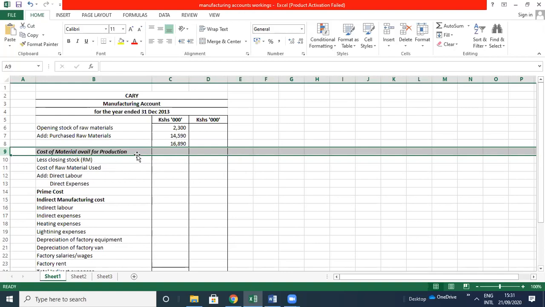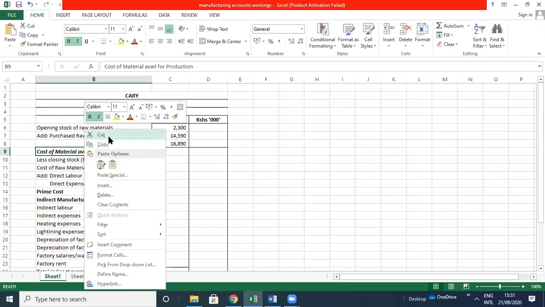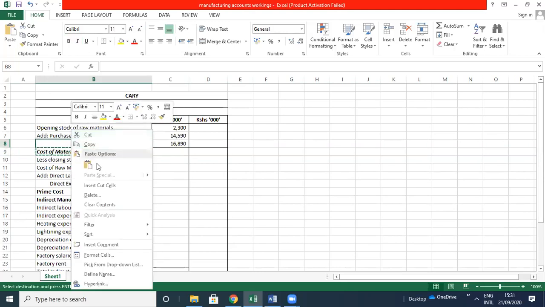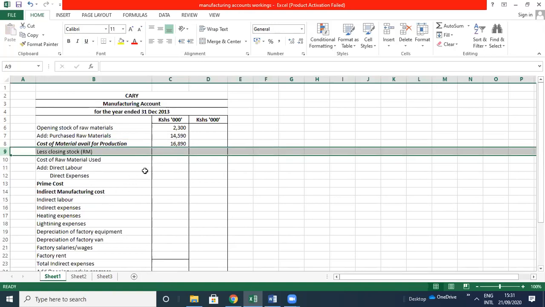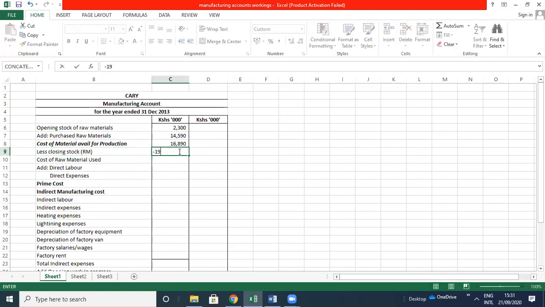What is the closing stock? It even seems like it is simpler than the other one. Closing stock, 1,900. Can you see that? Thank you. To get what? 14,990. That's the cost of raw materials used.